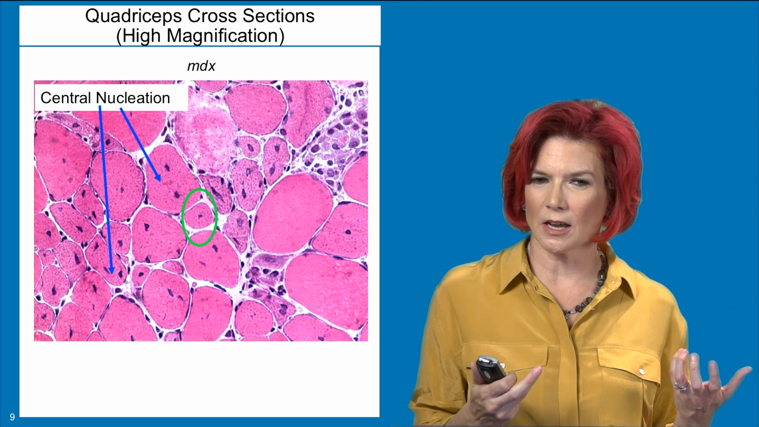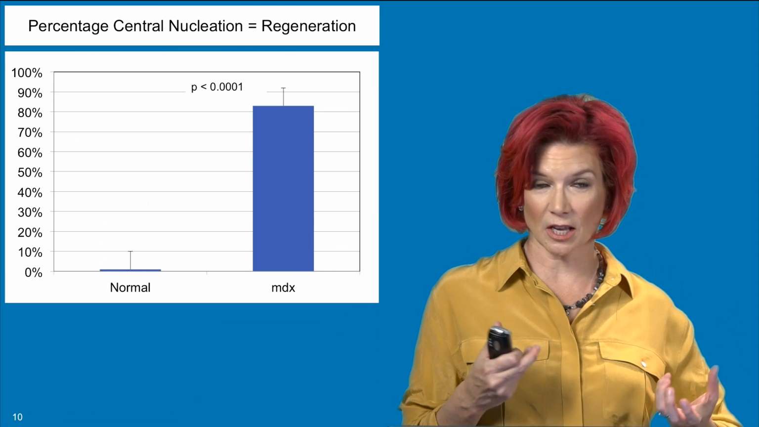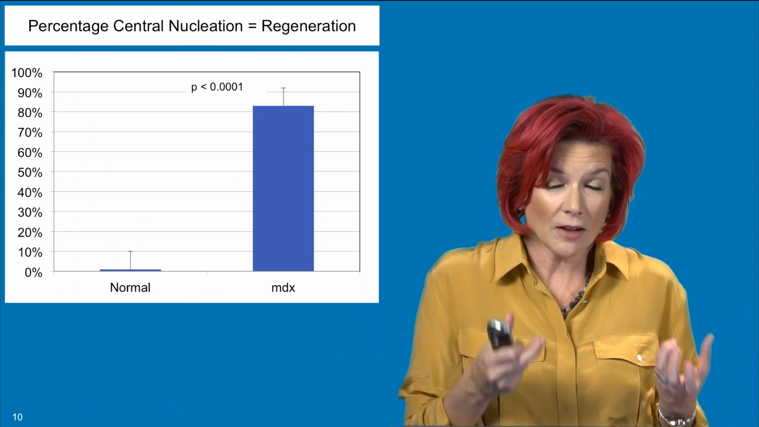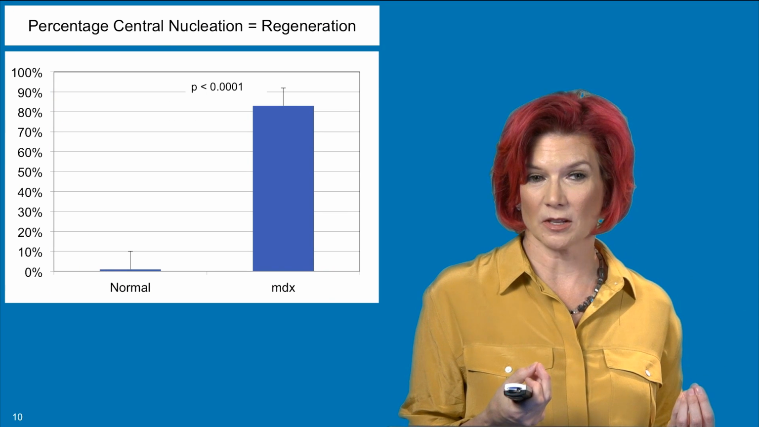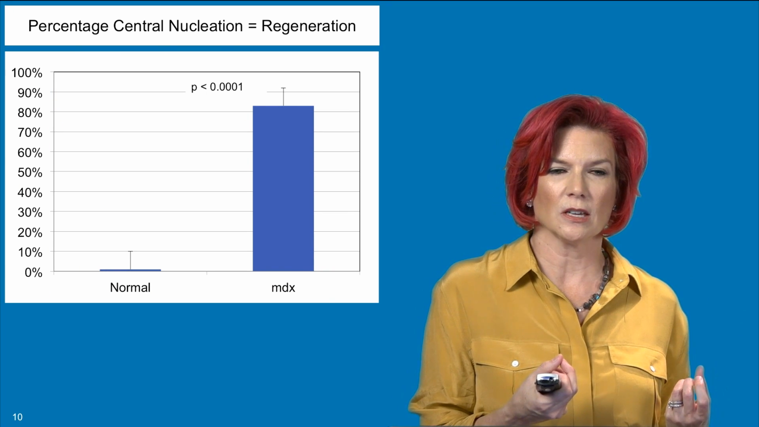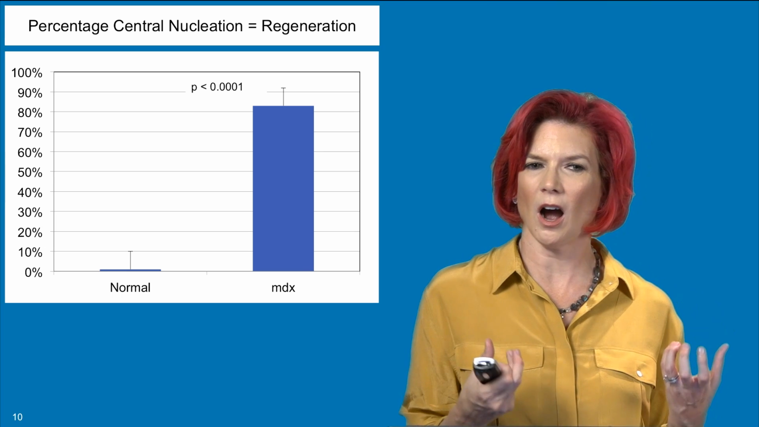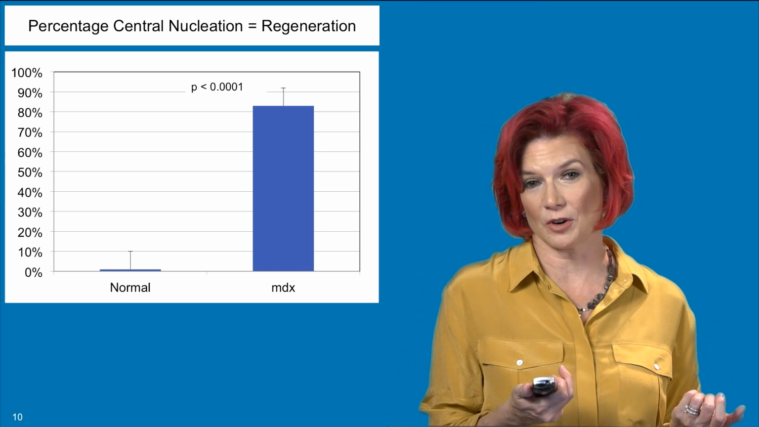We can quantitate the extent of central nucleation simply by counting the percentage of fibers that have central nucleation in normal versus MDX skeletal muscle. And in this example, you can see that MDX skeletal muscle is very high in central nucleation, which is a marker of skeletal muscle regeneration.